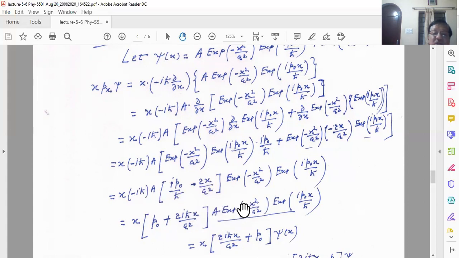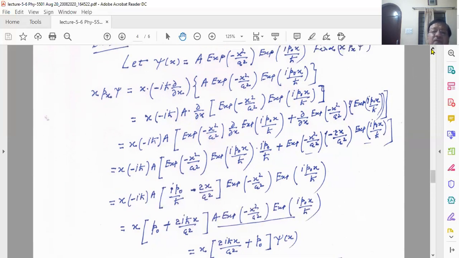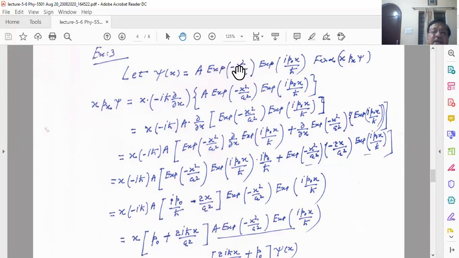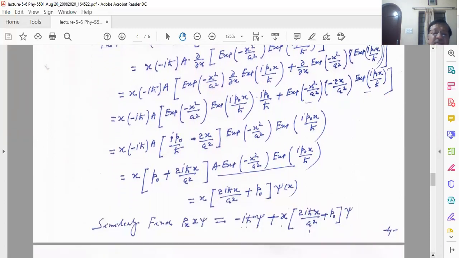And this is your A I kept here. You see the A exponential of minus x square by a square, exponential of i p0 x over h cross. This is your eigenfunction itself. Look at your eigenfunction. This is your eigenfunction psi itself. So here you can write simply x, and this is the square bracket term, p0 plus 2 i h cross x over a square, operating on psi. So you can see this is the way you can calculate this. Now, similarly, I am giving you homework that you can find the operator product p_x x psi.